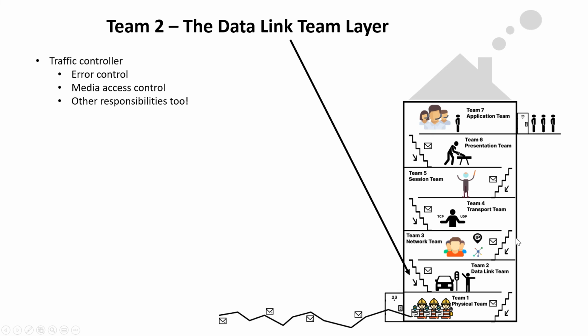Once that's done, then team 2, the data link layer team, takes over, and they're basically like a traffic controller. They're responsible for error control, media access control, and other responsibilities to make sure that the network is running as it should be. There are no pileups, and the data that needs to be sent is getting the access that it needs to the network, and it's completely unbiased. It's like an unbiased board that is making these decisions and keeping everything running smoothly.